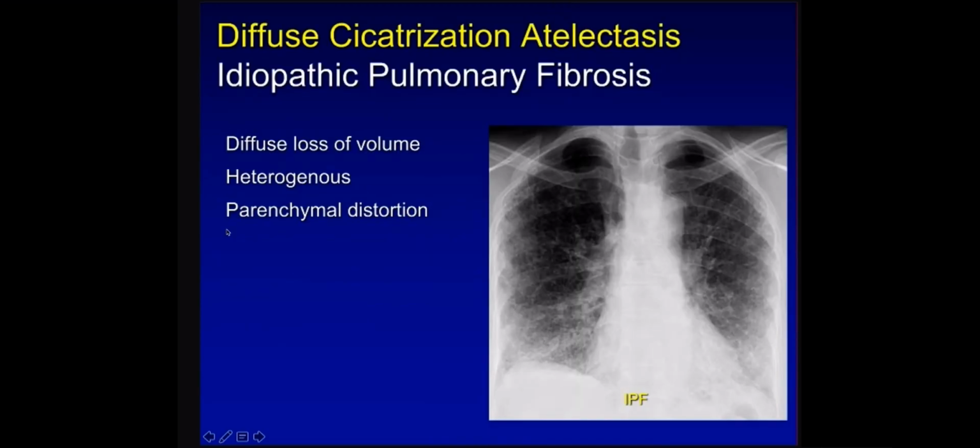You can have a diffuse form of cicatrization atelectasis, as in this patient with idiopathic pulmonary fibrosis, with diffuse loss of volume. Notice both diaphragms are up. This patient cannot take in any kind of deeper breath because their lungs are so fibrotic and reduced in volume. Notice the extensive diffuse peripheral and bibasilar reticular opacities here as a manifestation of this patient's pulmonary fibrosis, which was found to be idiopathic, so he carries the diagnosis of IPF.